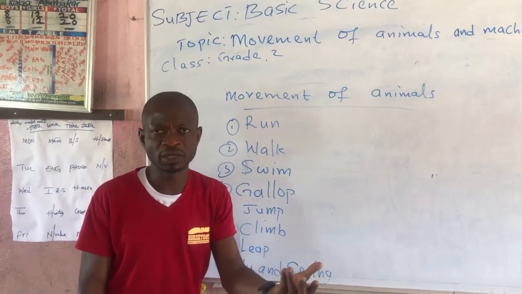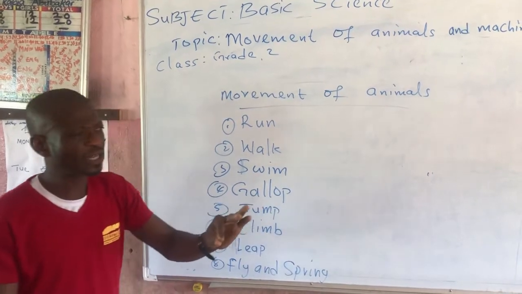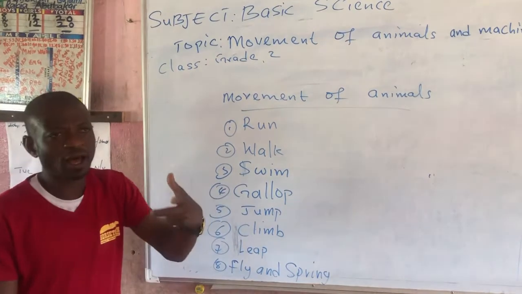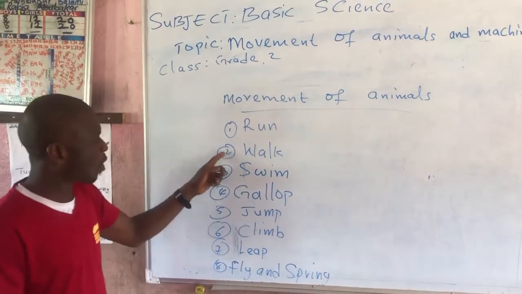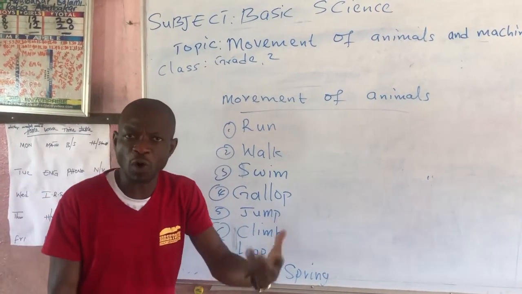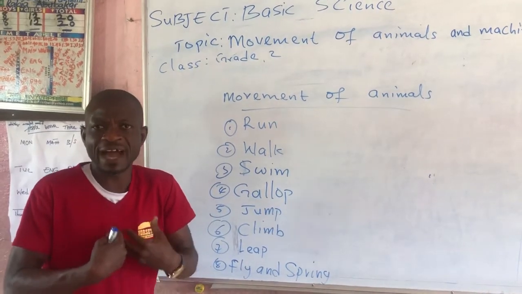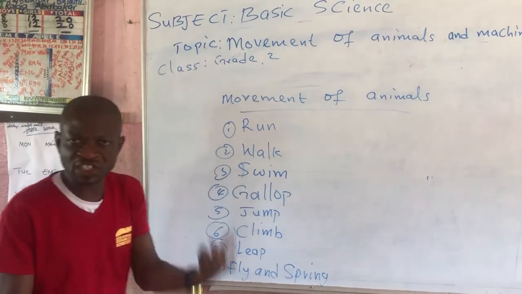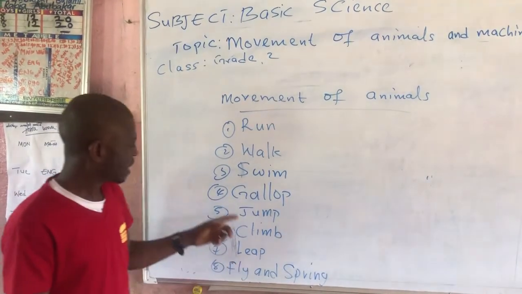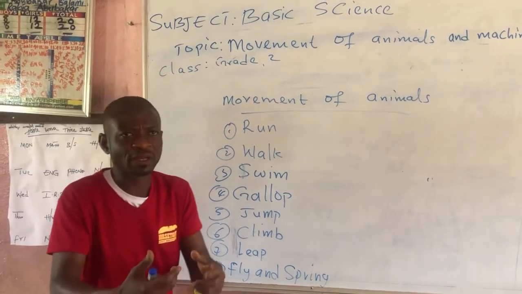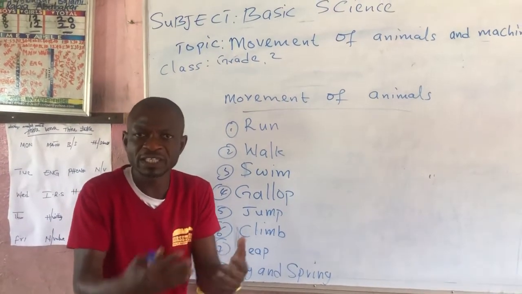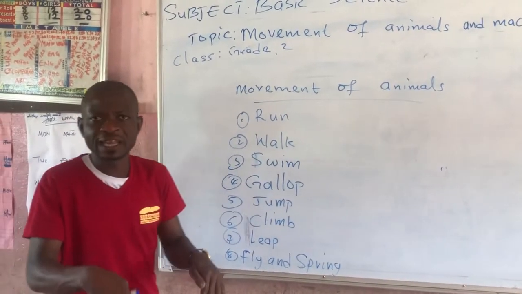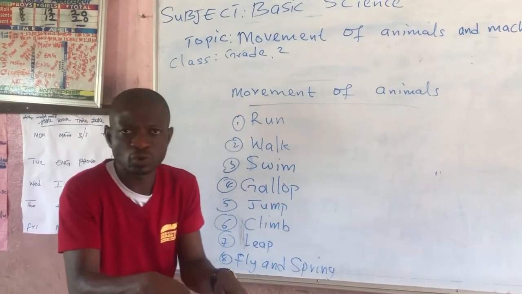Like run. Animals that run are what? We have the goats, run. Dog, run. Lion, run. Walk. Goat also walks. Human beings also, as the higher animal, walk. Swim, fish swim. Gallop. Galloping, like the horse. What they do is what? Galloping. While we have jump, like the kangaroos, they jump.